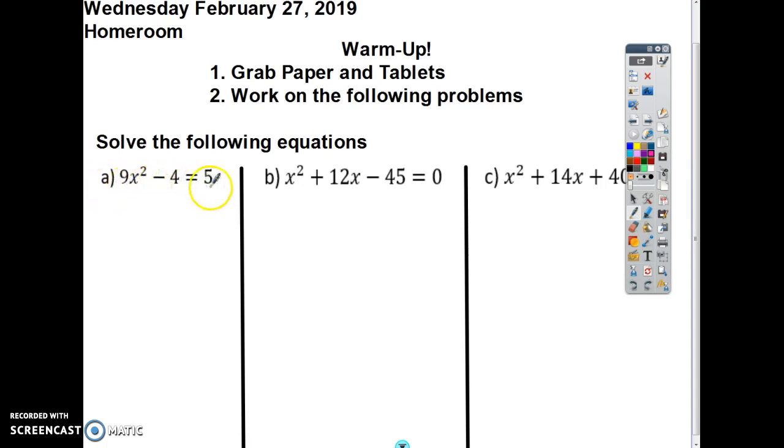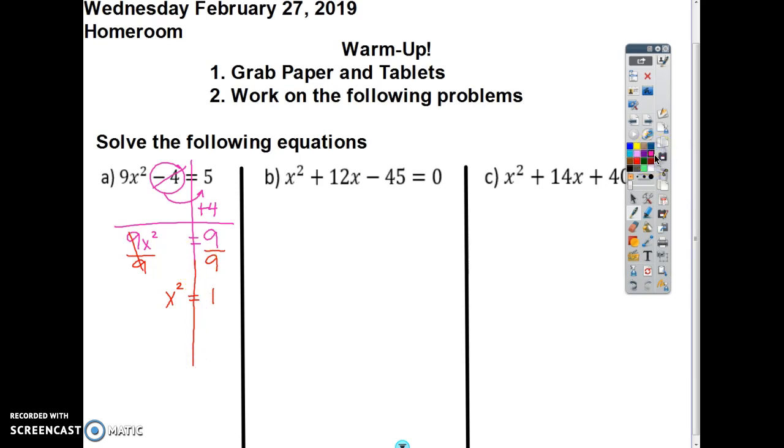Letter A. If I put this in Desmos, it will give me the solutions, okay? But I can also do it by hand. Move the 4 over, change the sign, plus 4. So you're writing this down just to make sure that you have the notes when you're doing the assignment in Schoology. What's 5 plus 4? 9 equals 9x squared. Divide both sides by 9. What's 9 divided by 9? 1. So now I have x squared equals 1.